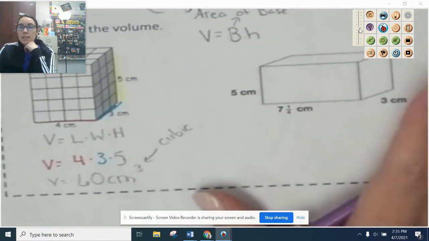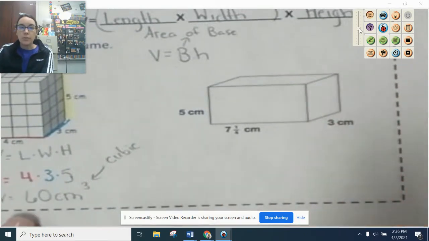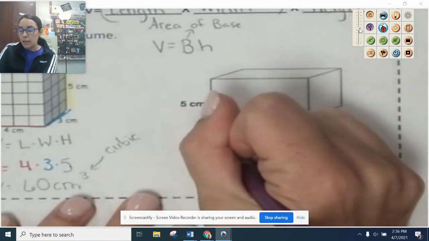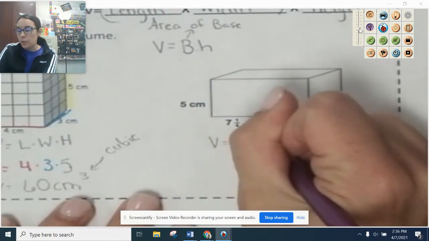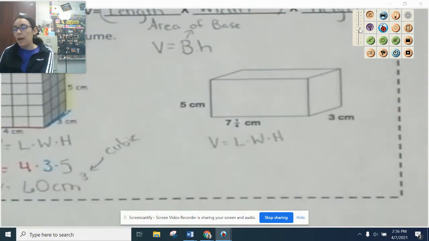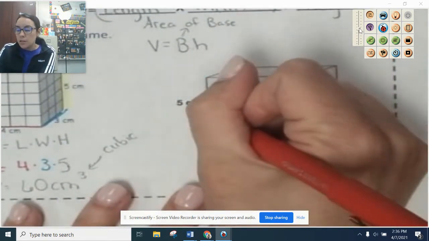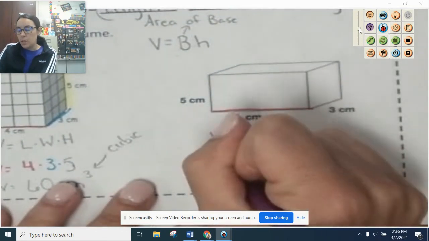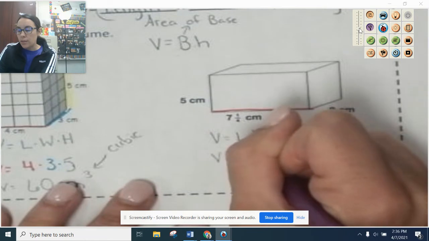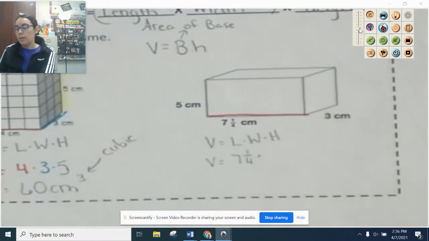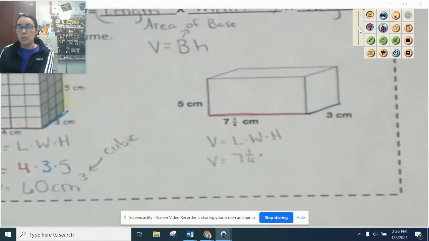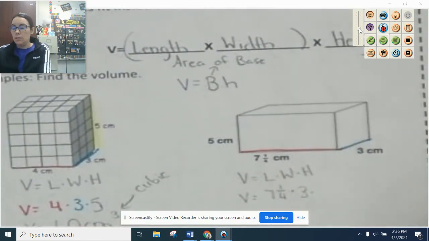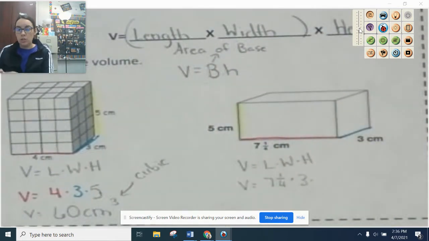Okay, remember you can pause this at any time if I'm going too fast because this is your video to go through. So this next one, we are still doing rectangular prisms. This is hopefully reviewing you, preparing you for Friday when I'm back for us to do some more difficult problems. So we have our length right here at 7 1/4. So V equals 7 1/4 times my width right there, which is 3, times my height, which is 5.